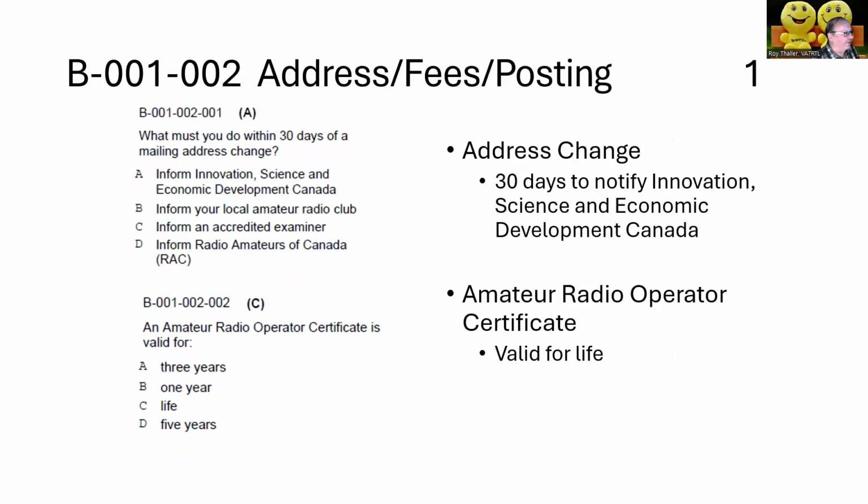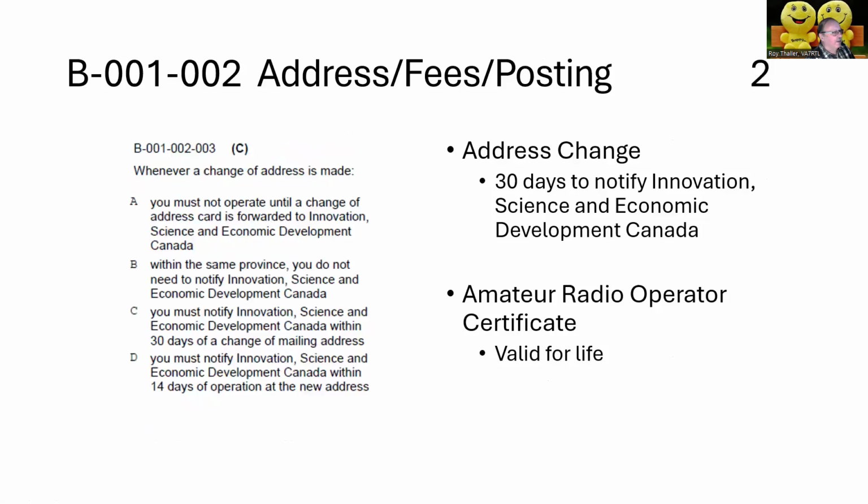The next section has to do with addresses, fees, and posting. When you have an address change, you have 30 days to notify ISED of the address change. Now, the amateur radio certificate is valid for life. Here's another question saying again that you have 30 days to notify ISED of an address change.